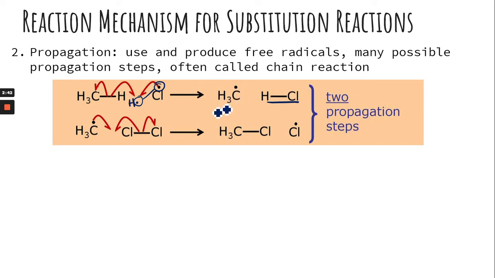Now that one electron could then react with the chlorine. So notice that this is a diatomic, and that radical can actually pull off one of the chlorines so that it forms CH3Cl, which leaves the other chlorine as a radical, which then could react with another methane. So it's just this chain reaction happening.